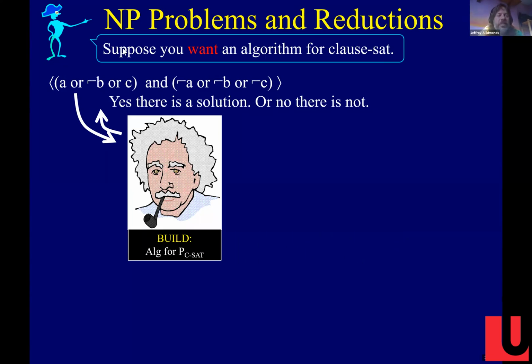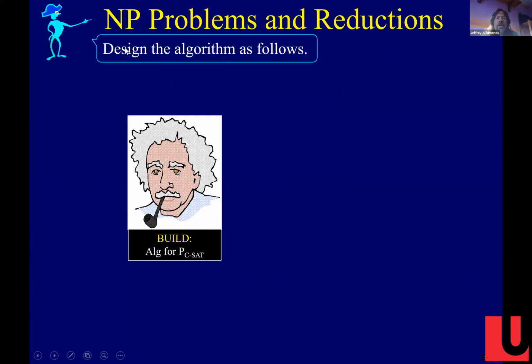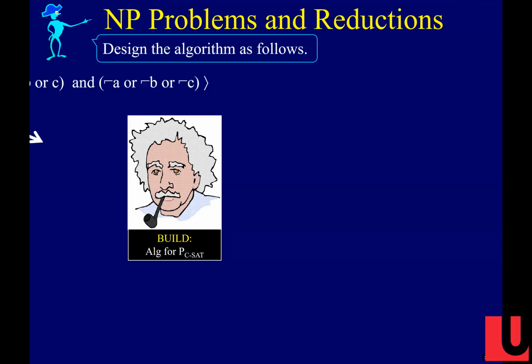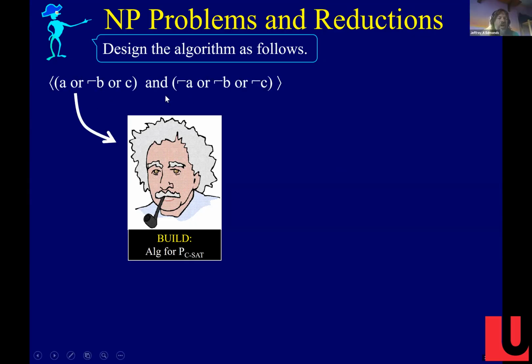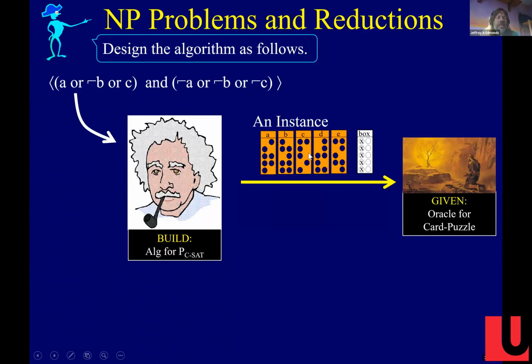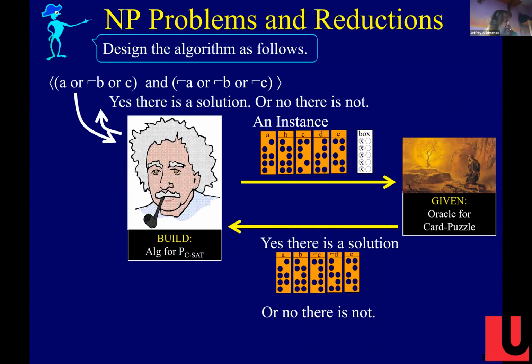Anyway, so everybody's fine. So now, how do we design our algorithm? We're given a bunch of clauses. As we described, we convert those clauses into a bunch of cards. We ask the oracle for the solution for those cards, and we give the same answer. Right? Everybody follow that?